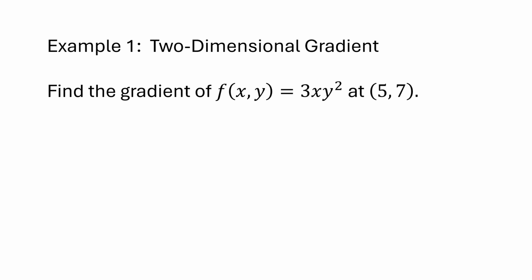Now I'm going to prefer the bracket notation as much as possible, at least for the Cartesian problems. So we're going to look at an example. Two-dimensional gradient. Find the gradient of f of xy equals 3x squared y squared at 5, 7.